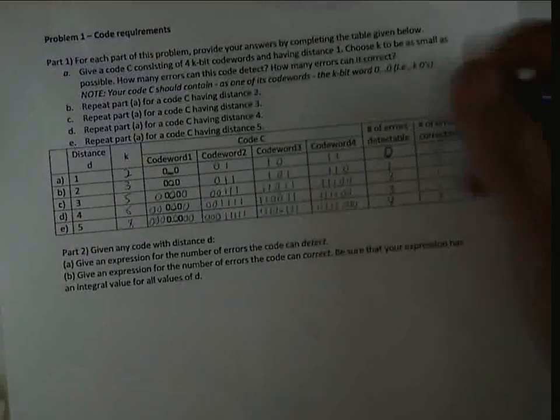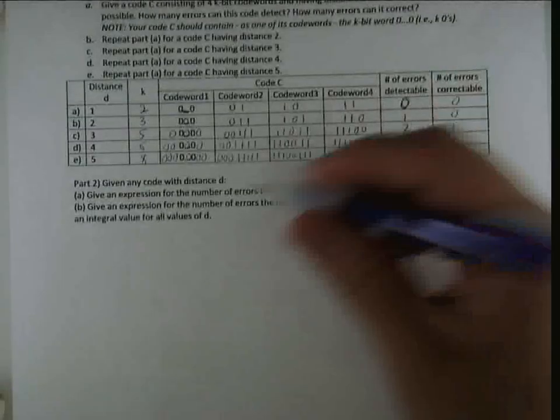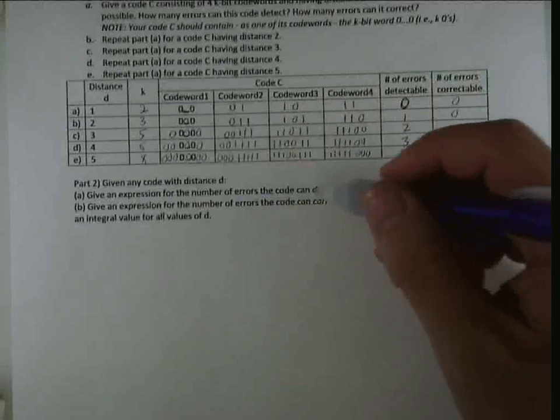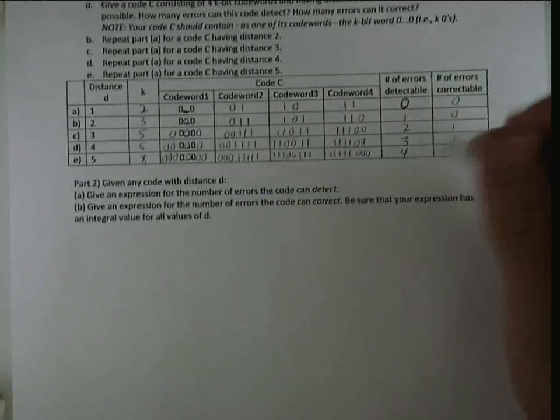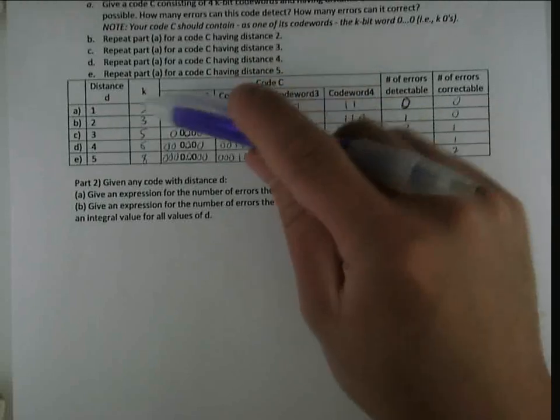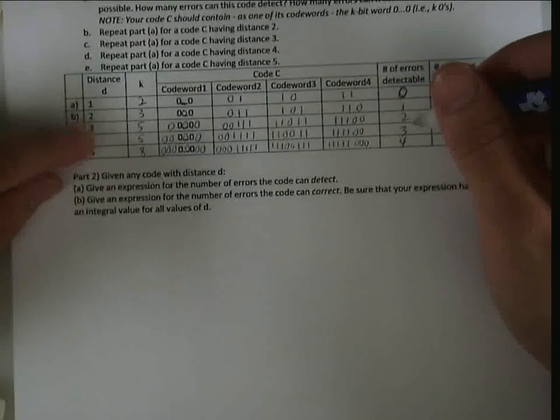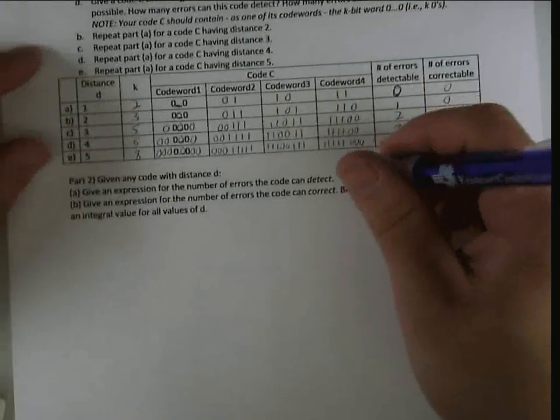So I've now completed all 5 codes, and now I need to answer part 2. Part 2 says, give an expression for the number of errors that the code can detect. So basically that's just going to be based off distance, d, and so we just see 0, 1, 2, 3, 4. That's just going to be d minus 1.